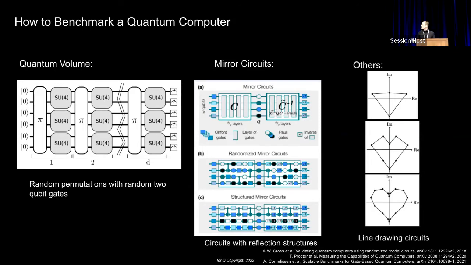Other benchmarks also exist, such as one based on line drawing, which is to use quantum computers to draw more and more complicated shapes. And then you look at your measured result to see how similar that is to the original shapes. These benchmark algorithms give you some information about the performance of quantum computers, but they do so in a very indirect way, because as an end user or a customer, I'm more interested in the performance of quantum computers when running actual quantum applications.